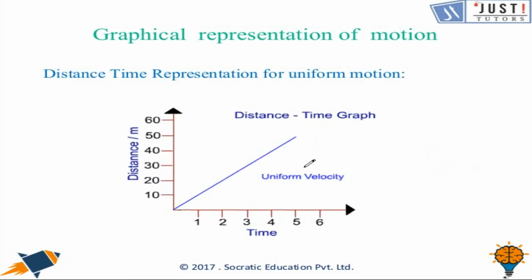Now, how do we represent motion by a graph? So here we have the distance time graph for a uniform motion. When an object is moving with uniform velocity, the slope of the graph is always a straight line. See, this is a straight line for this graph. In other words, the slope of a straight line of a distance time graph shows that the object is moving with uniform velocity.